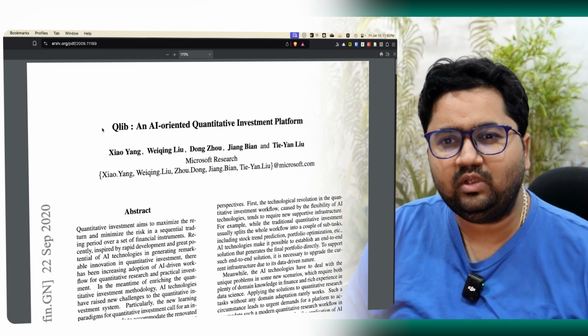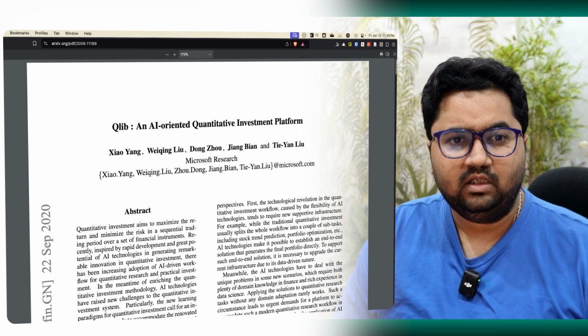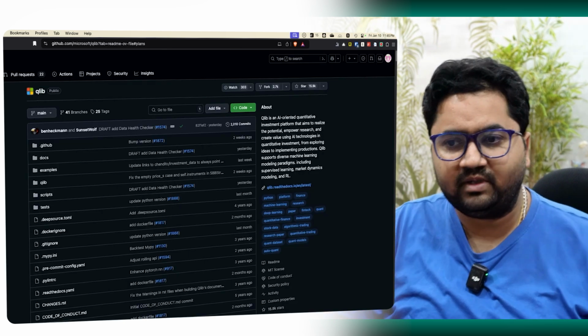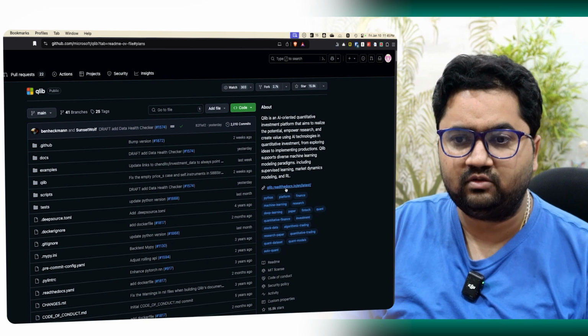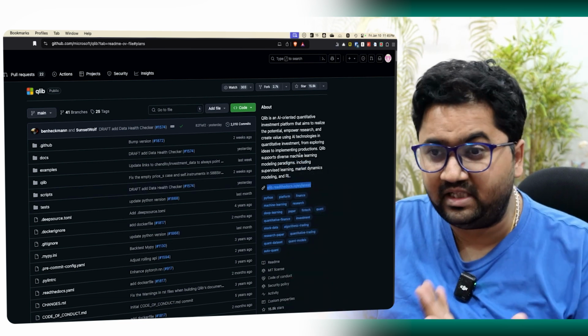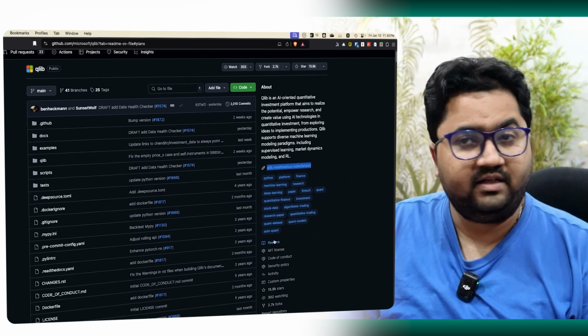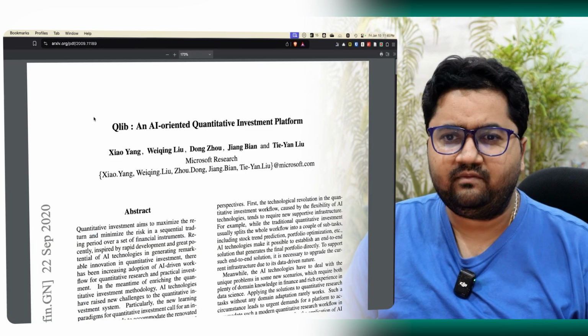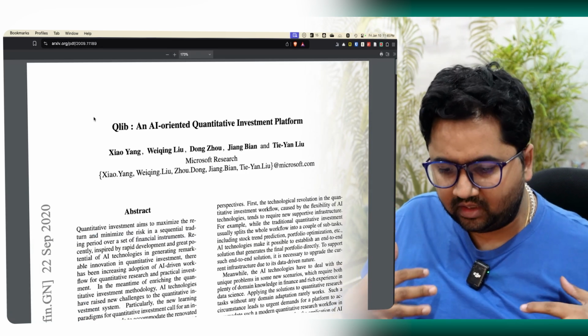It's called Qlib, which is like a quantitative lib. The GitHub repo is very actively maintained, which was a total surprise to me. I did not expect people at Microsoft to be maintaining something like this. And it is MIT licensed, very good. It's basically an AI-oriented quantitative platform. So what I'm going to do is talk about it a little bit.